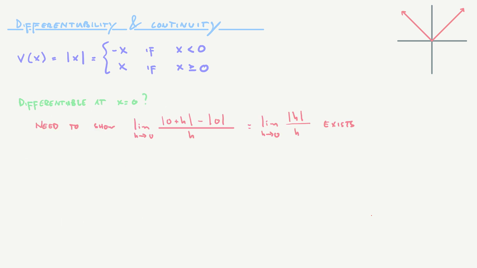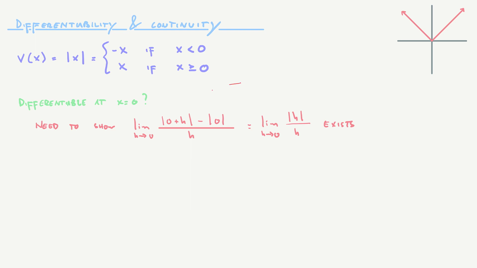What we would need to show is that the limit as h approaches 0 of the absolute value of 0 plus h minus the absolute value of 0, over h, which actually just simplifies, because 0 plus h is just the absolute value of h, minus the absolute value of 0, which is just 0. So it's just the absolute value of h over h. We need to show that this exists.